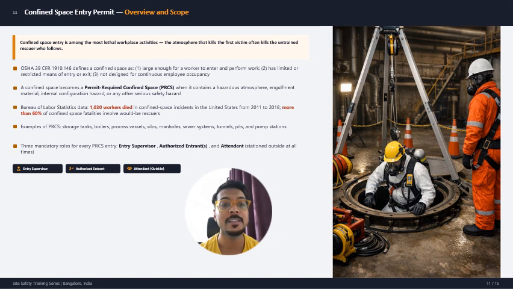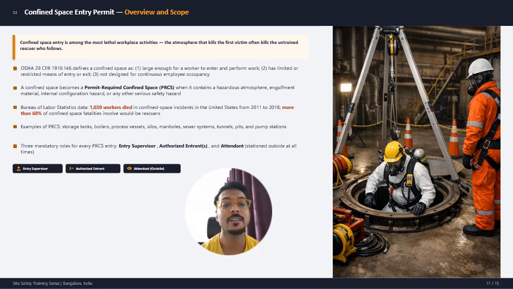A confined space becomes a permit-required confined space when it contains a hazardous atmosphere or hazardous material. According to the Bureau of Labor Statistics, 1,030 workers died in confined spaces in the United States from 2011 to 2018. Now you can see how big this number is. More than 60% of confined space fatalities involved would-be rescuers. They are not workers, they are rescuers, and because they are untrained, they don't even know the hazard.